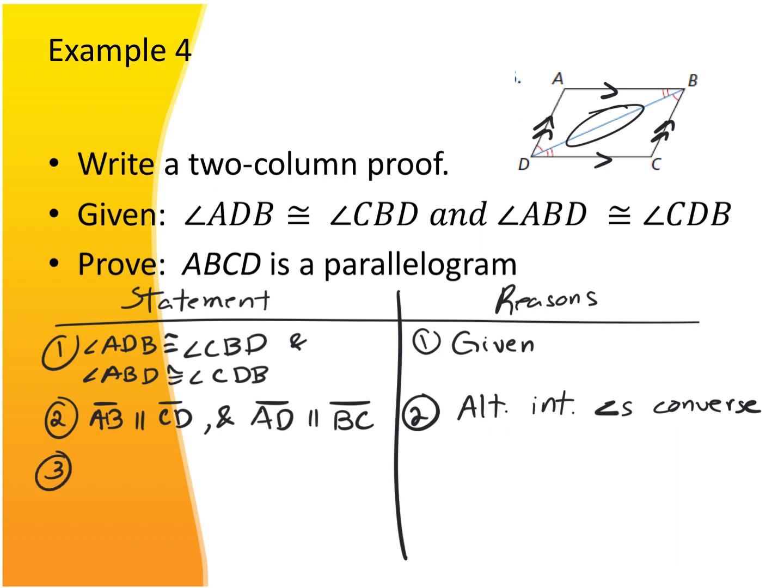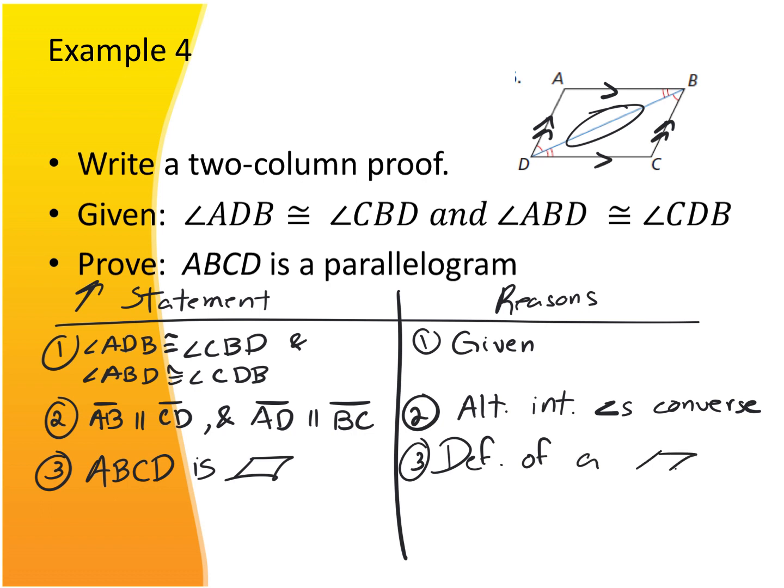And then for the third step, since we were already able to prove that the segments were parallel from the top and the bottom, we're able to say that ABCD is a parallelogram. Again, guys, remember what's stated in the proof is always the last statement. And we know this is the definition of a parallelogram. The definition states if both pairs of opposite sides are parallel, then the quadrilateral is a parallelogram.